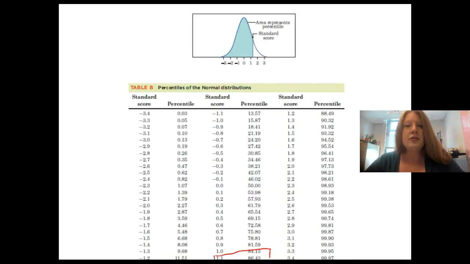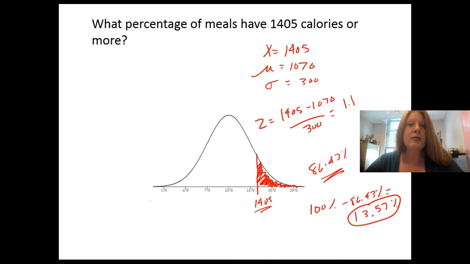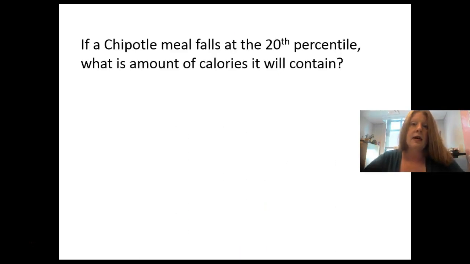So the first two questions we did, again, these were those forward normal problems. So we did a couple of examples of those where we start with X and we're working forward to end up with the percentage or the percentile at the end. Now, this would be a perfect example of a backward problem. If a Chipotle meal falls at the 20th percentile, what is the amount of calories it will contain? So we want to know what X is. Right now we don't know that.